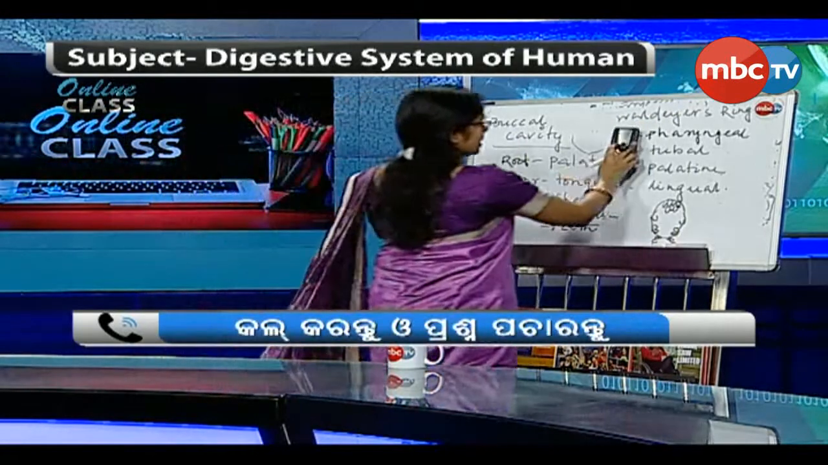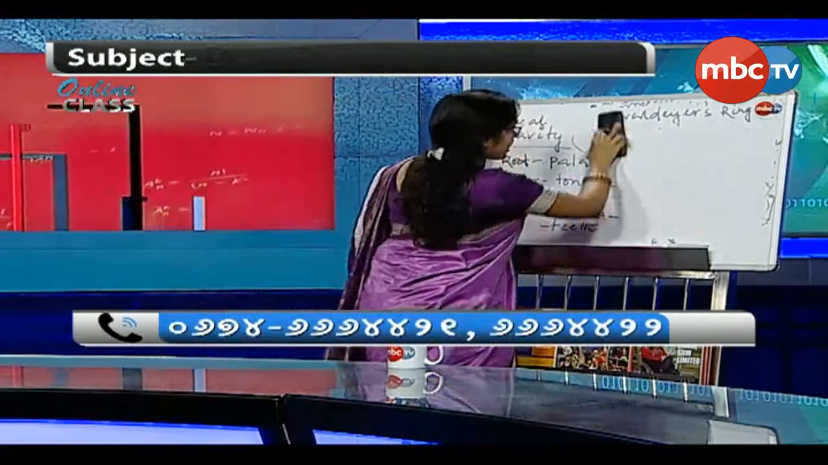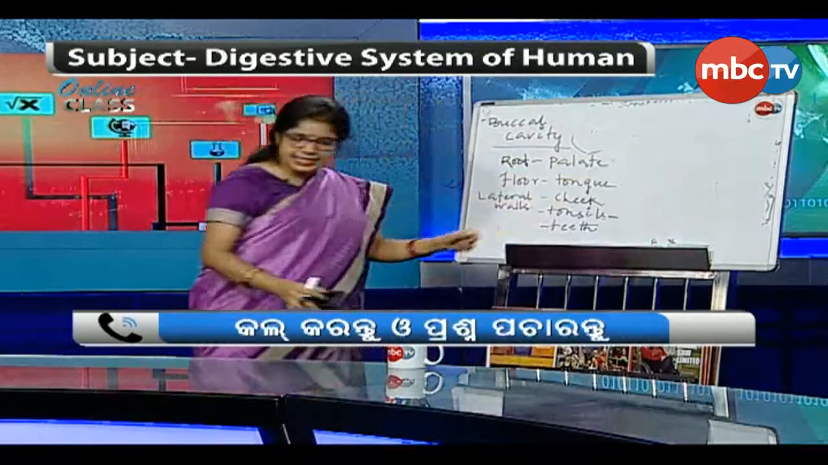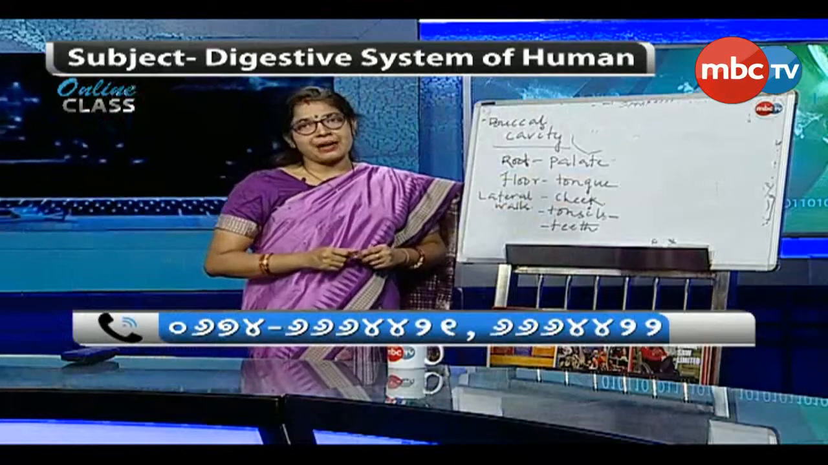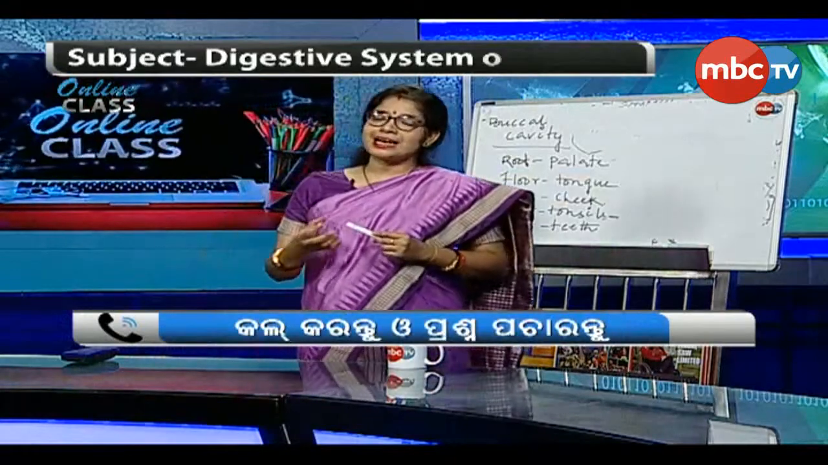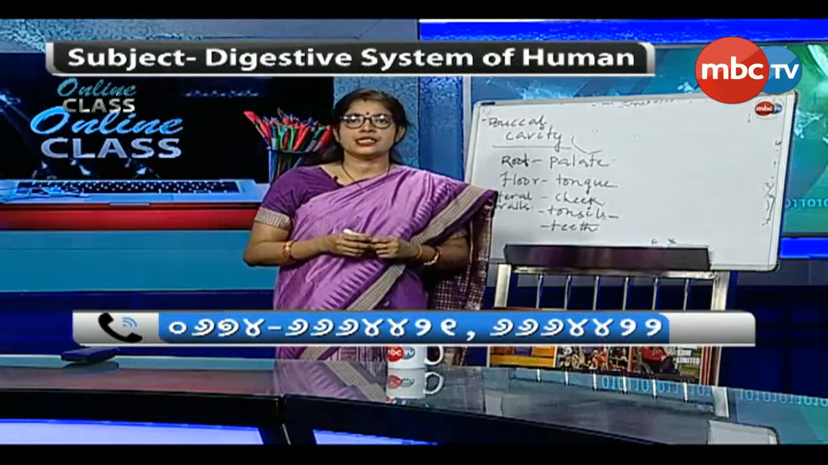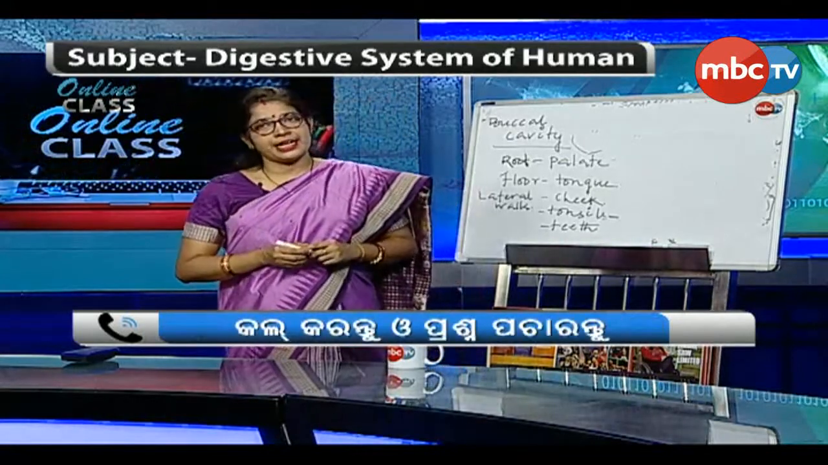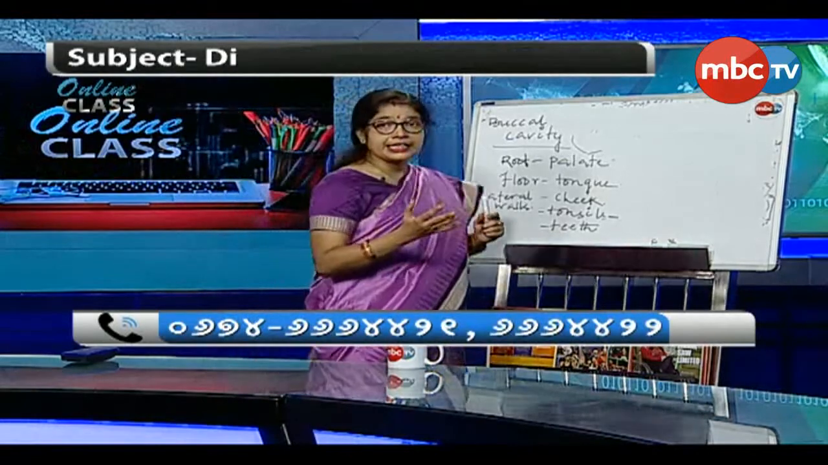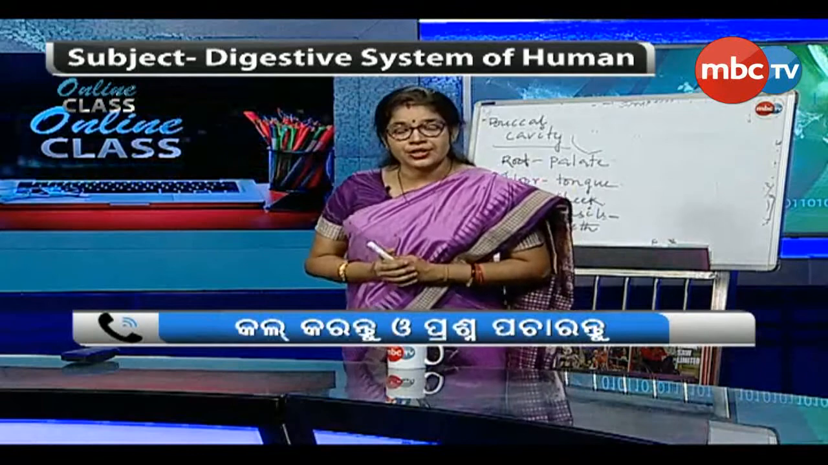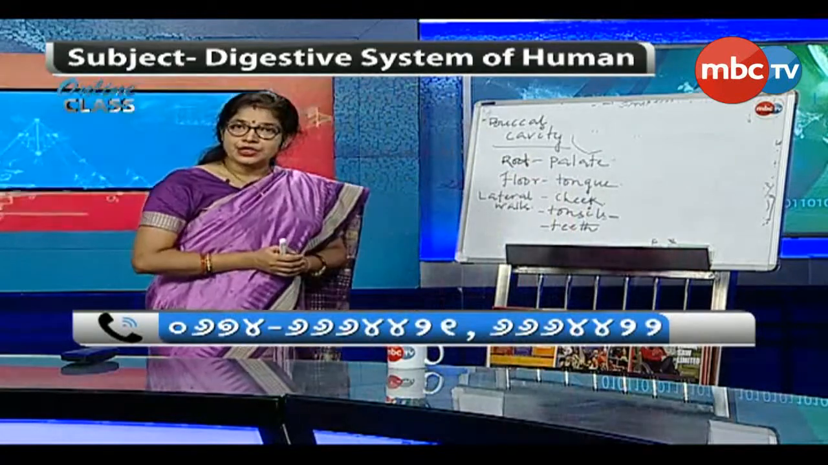Then next about the teeth. The next part of the buccal cavity is known as teeth. The teeth are regarded as the grinding apparatus, because they have the ability to chew and grind all the food materials which are entering into the buccal cavity. In case of human, the arrangement of the teeth is known as dentition.